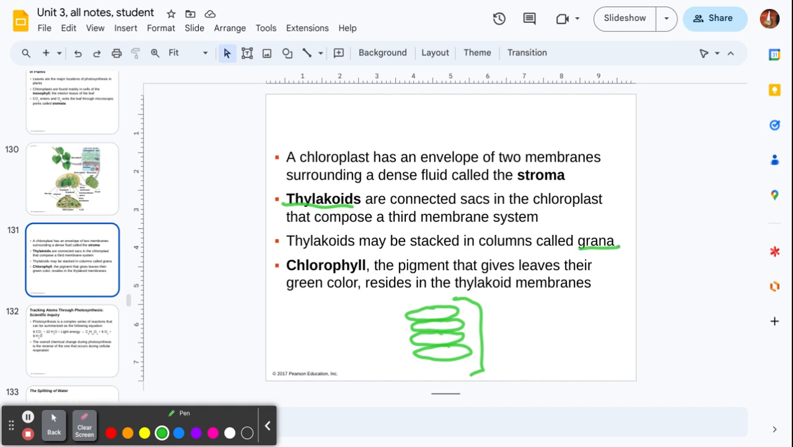And why is it green? Chlorophyll. There's this pigment that gives the leaf its green color, and that is embedded in the membrane of the thylakoid. And that's why plants are green.